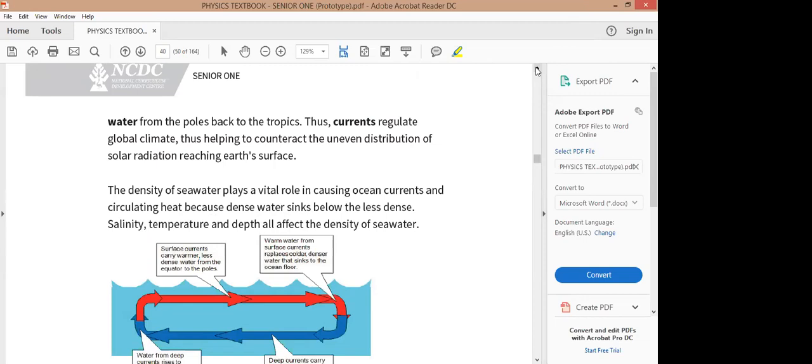The other factor. You only talk about that factor. The salinity variation in the water. Salinity of the water. How do you think the salinity will affect the water movement?